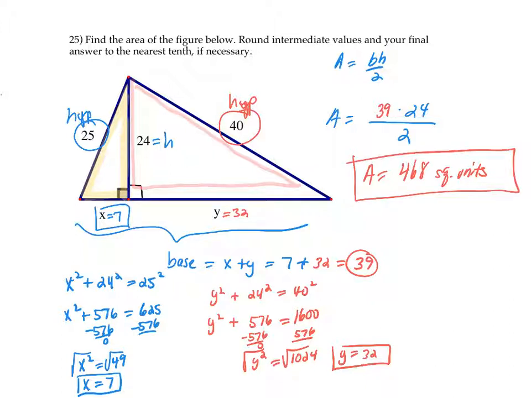Now notice that all of the numbers worked out really nicely. We didn't have to do any rounding. On your quiz, you don't have to worry about simplifying the radicals here. You can round to the nearest tenth on any answer that you find along the way.